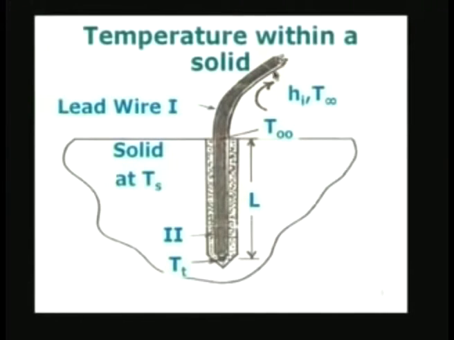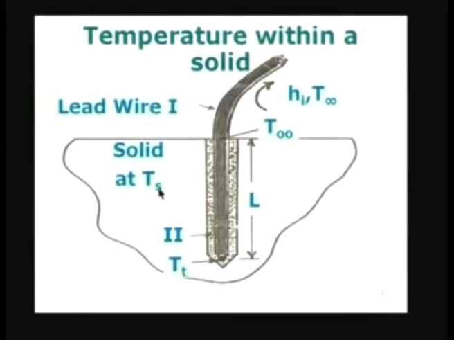So, the lead wire is outside, and it may be connected to a voltmeter far away, and the heat transfer through this lead wire can be modeled, which I will take up a little later. And therefore, what will happen again is, if the temperature of the solid is Ts, which let us say is greater than T infinity. Of course, if Ts is less than T infinity, all the heat transfer will be in the opposite direction.